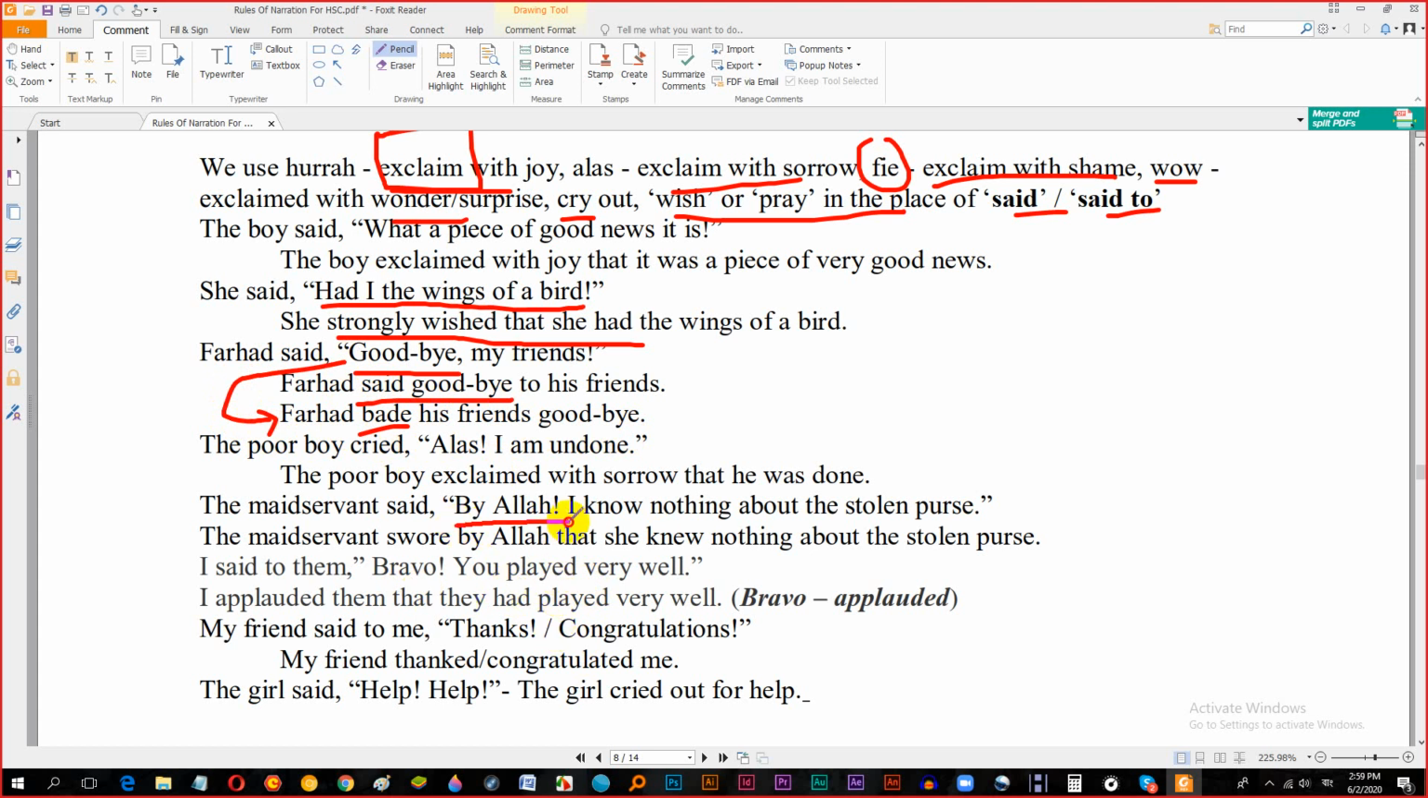See here, by Allah. So you could also write here swearing. The maidservant said, by Allah, I know nothing about the stolen purse. Wow.